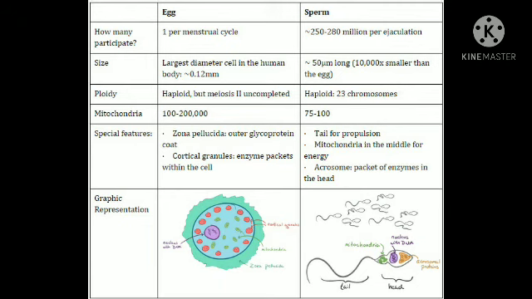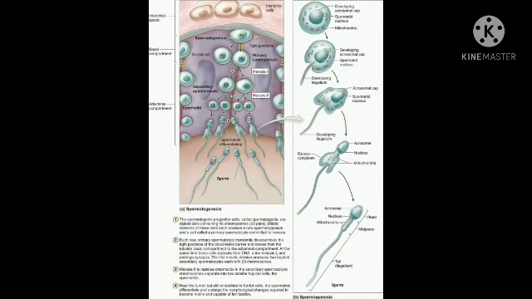Special features: in the egg, the presence of zona pellucida, the outermost layer, corona radiata, the enzyme carrying packets within the cell, and many more. While in the sperm, the tail is present to mobilize, the mitochondrial spiral is present in the middle piece to provide energy, and the acrosome is present to ensure fertilization. So next are the diagrams, and these diagrams I have already explained in the previous diagram.